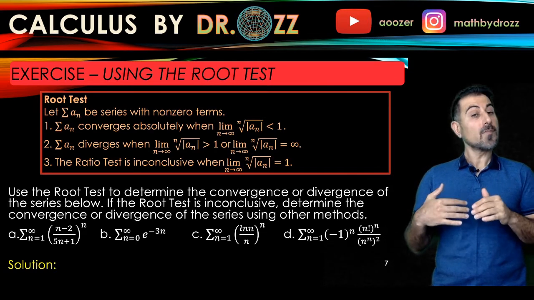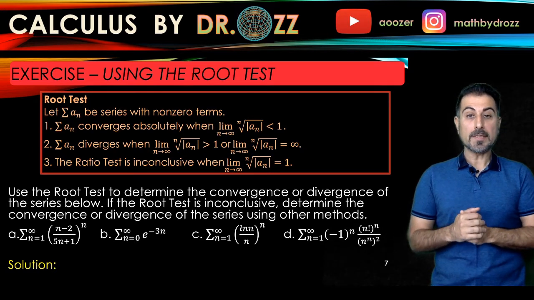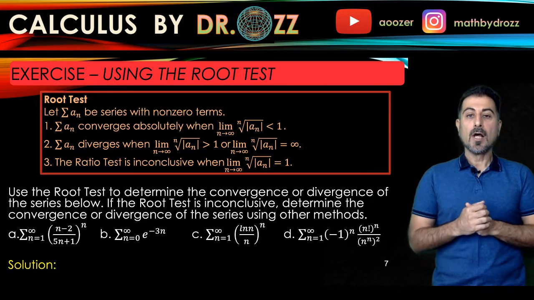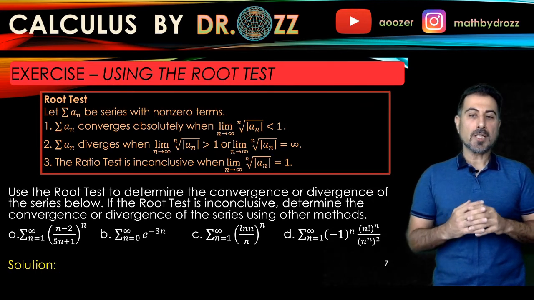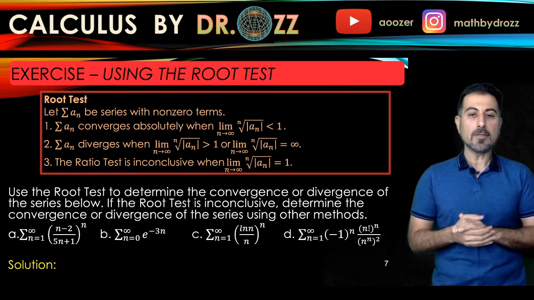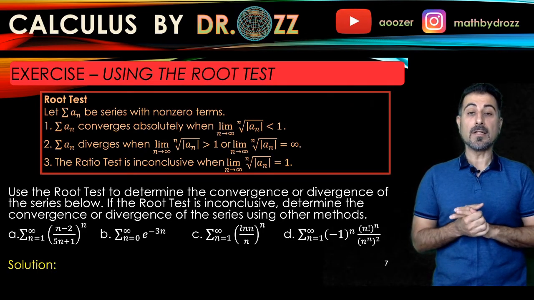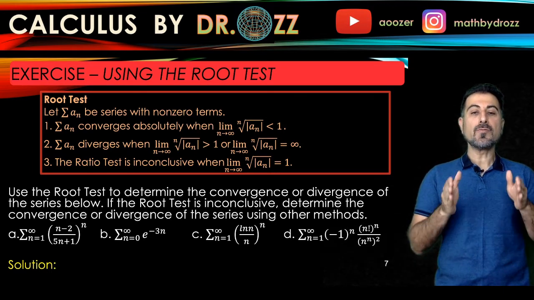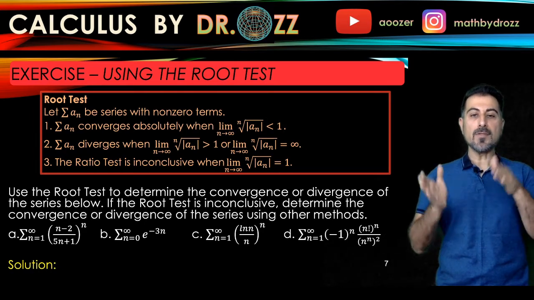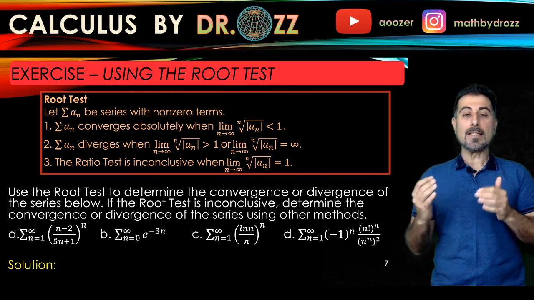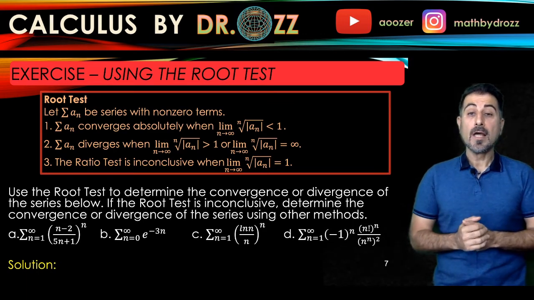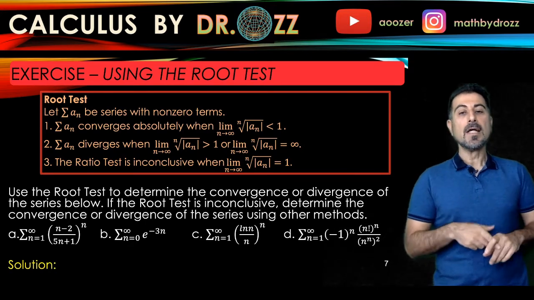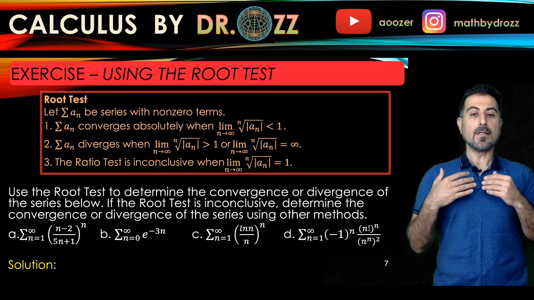So a root test, similar to the ratio test, is applied to infinite series with non-zero terms. This time, instead of checking the ratio of two consecutive terms of the sequence, the nth term of the infinite series, what we're checking is the nth root of the absolute value of the nth term of the infinite series. So nth root of absolute value of an as n approaches infinity is what we're checking. And we have three major cases: absolute convergency, divergency, and inconclusiveness. And these are determined by the limit value.